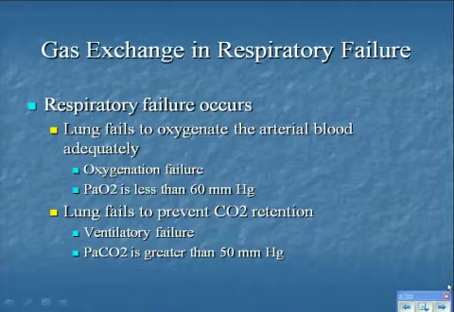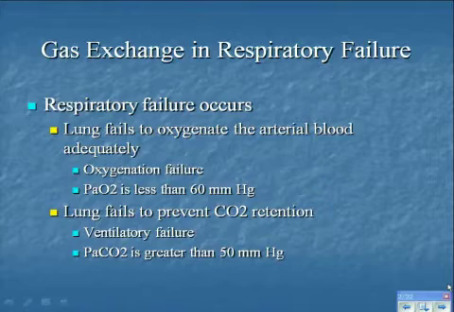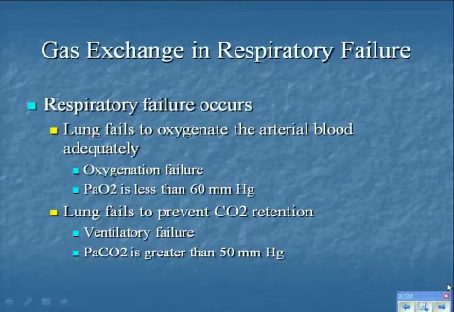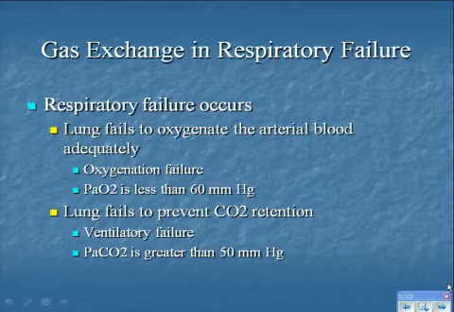Okay, so respiratory failure has two arms. The first one is oxygenation failure, okay, which is when you actually draw blood gas and see that the arterial blood, the PaO2, is actually too low for the situation you want it to be. And that's what we consider oxygenation failure. That's denoted usually as a PaO2 less than 60 millimeters of mercury.